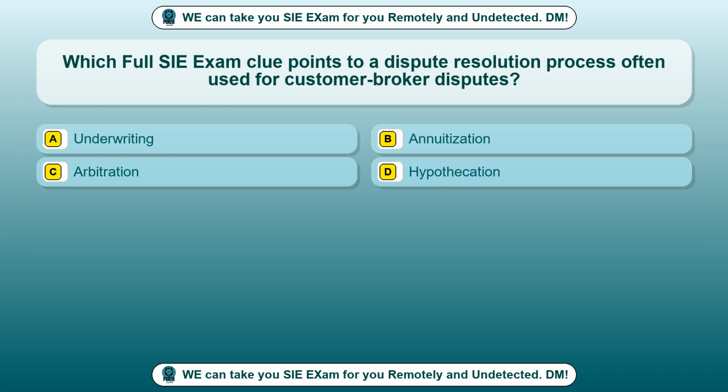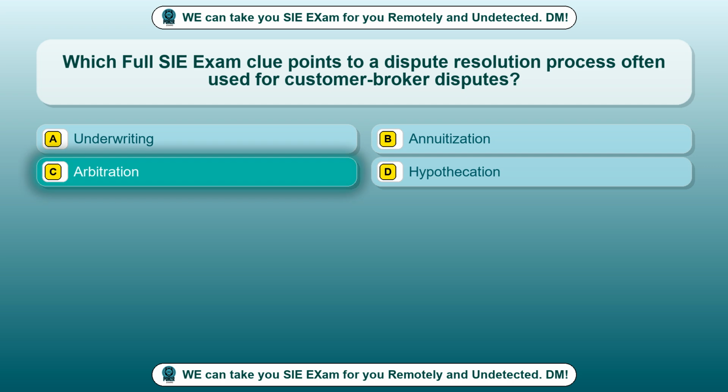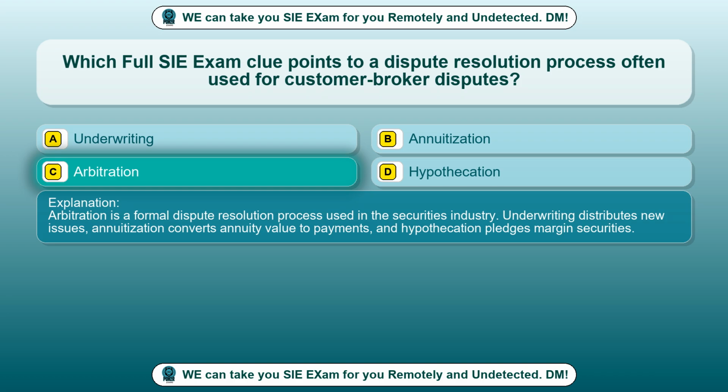Question 74. Which full SIE exam clue points to a dispute resolution process often used for customer-broker disputes? Option A, underwriting. Option B, annuitization. Option C, arbitration. Option D, hypothecation. The correct answer is option C, arbitration. Arbitration is a formal dispute resolution process used in the securities industry. Underwriting distributes new issues, annuitization converts annuity value to payments, and hypothecation pledges margin securities.